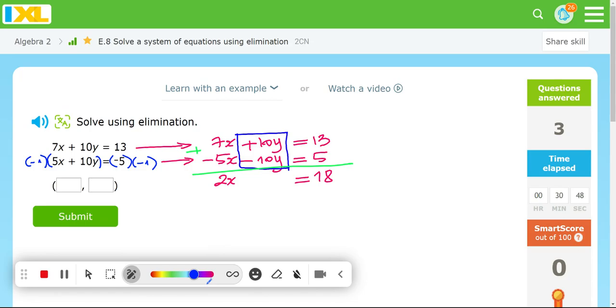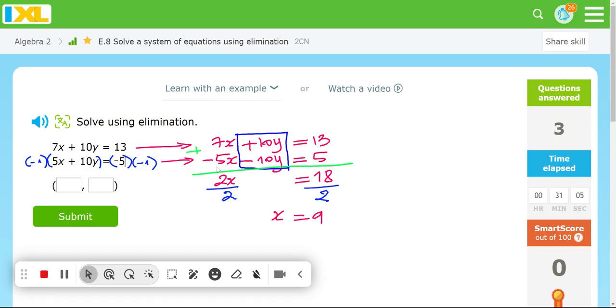What's the next step? Divide both sides by 2. Then you come out x equal 9. All right, x equal 9. I can put it in the box. Right there, x equal 9.